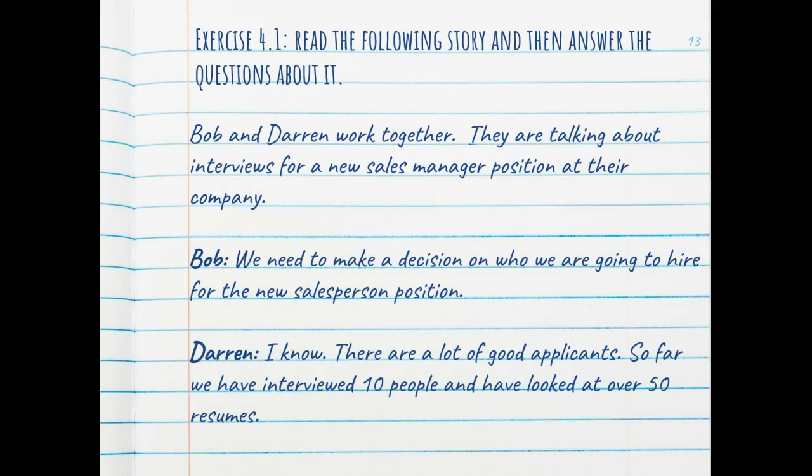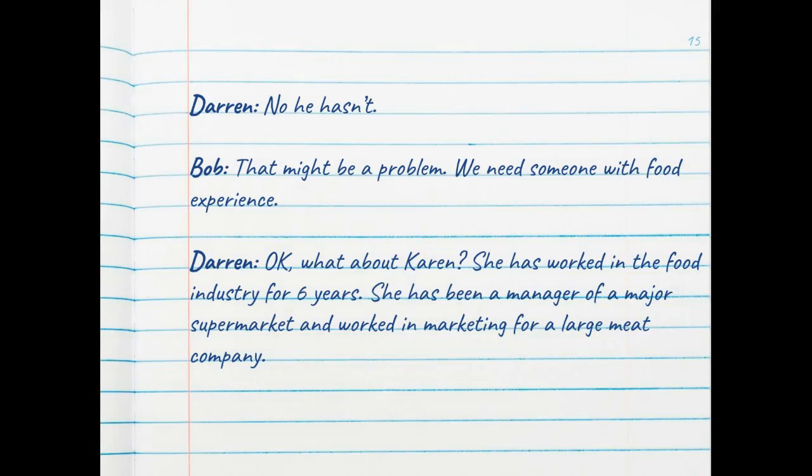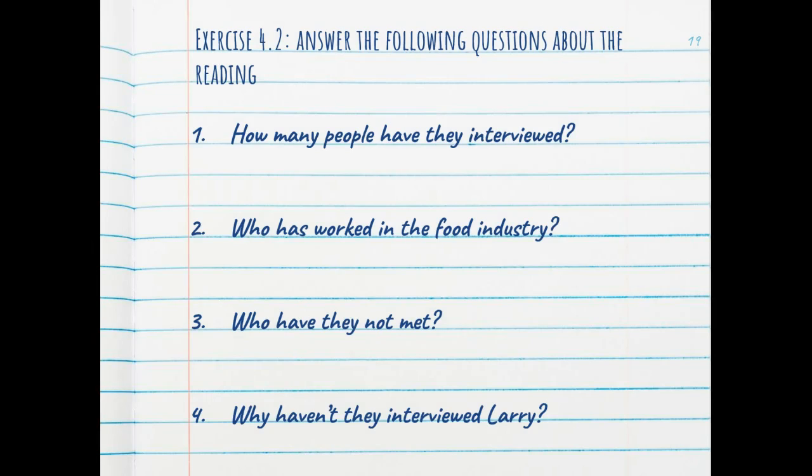Now, for our last activity, this is sort of a long one because this is a reading comprehension activity. I'm giving you a short dialogue between Bob and Darren who work together. They are talking about interviews for a new sales manager position at their company. As you can see, we have the full conversation they conducted. And once you finish reading this dialogue, you have to answer the following questions about the reading. We have these 4 questions.